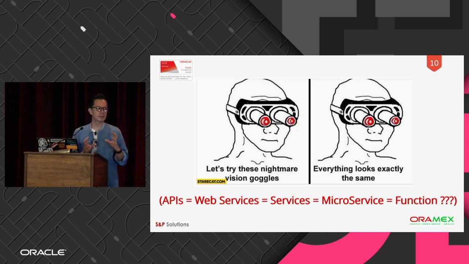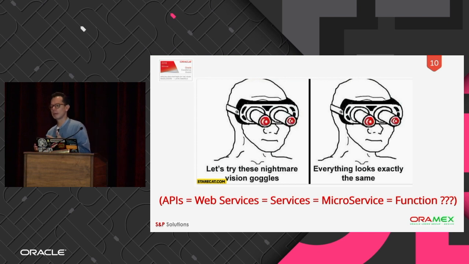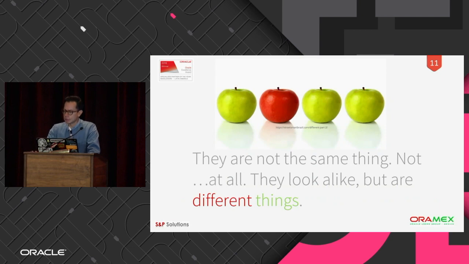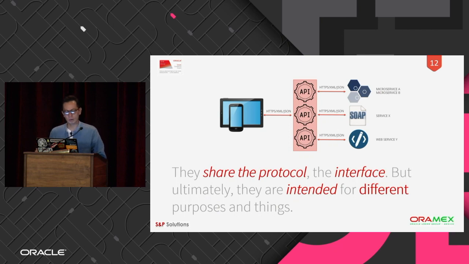If we take a look at them, we can say a web API is exactly the same thing as a service because it is HTTP, it is REST, it is JSON, or whatever we are using. It is a common interface. But you know what? They are not the same thing. Not at all. They probably look alike, but they are definitely intended for different purposes. They do share the protocol, they do share the interface, but ultimately they are intended for different things.